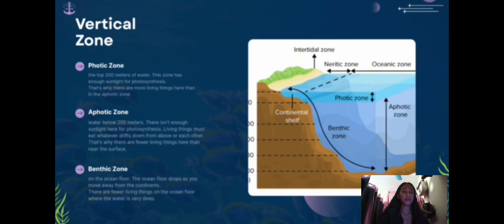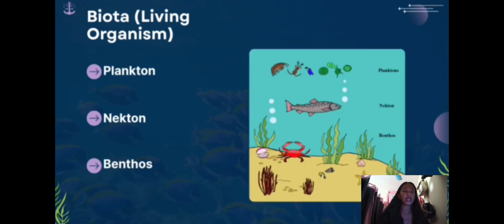Next is the benthic zone. The benthic zone is the ocean floor. As depth increases, fewer organisms are found due to extreme conditions. Examples are sea cucumbers, crabs, and sea stars. So the living organisms in a marine ecosystem are called biota, and they are grouped into three types: first, the plankton, nekton, and the benthos.